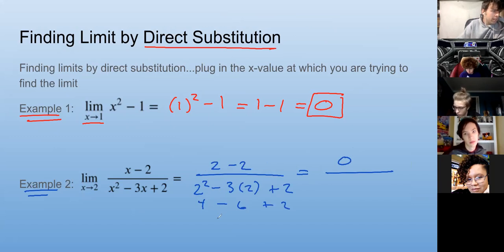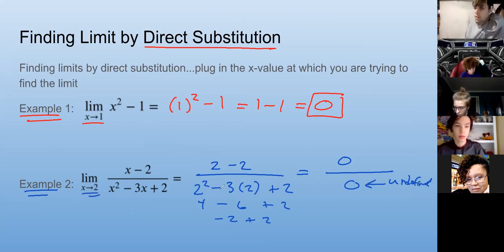4 minus 6 is -2. -2 plus 2 is 0. Uh-oh, this is a bit of an issue. Really, 0 in the denominator, that's our main problem here. Whenever we have 0 in the denominator, we consider this to be undefined. So what this is telling me is that I can't do this by direct substitution.